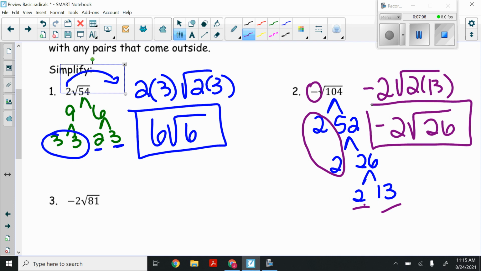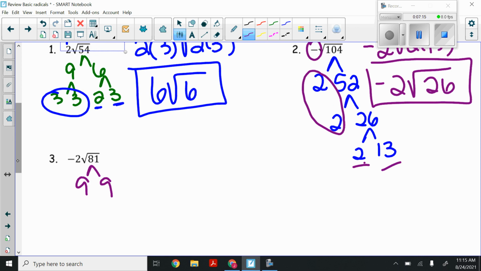Number 3, negative 2 times square root of 81. Okay. 81, that breaks down to 9 and 9. I could break 9 and 9 down again, 3 and 3, but remember I'm just looking for a pair of buddies. So right here I have a pair of buddies at 9, so I can stop. Is there anything left behind? No. That's because the square root of 81 is a perfect square, right? The square root of 81 is 9.